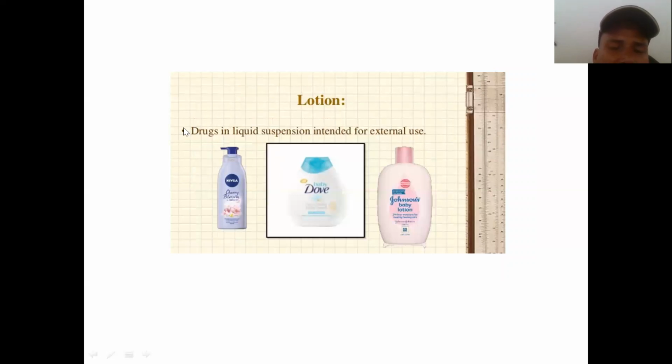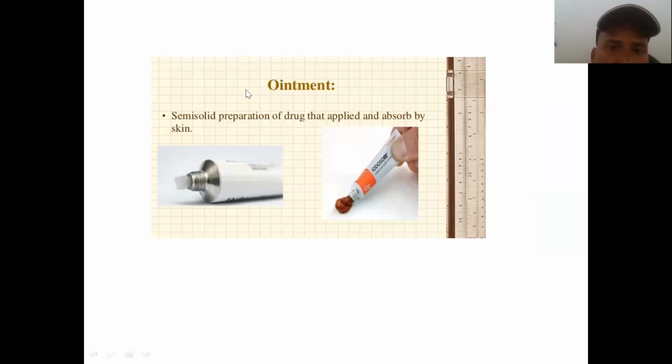Next medication is lotions. A lotion is a drug in liquid suspension intended for external use. It is applied on the outer surface of the skin. Next we'll talk about the other medication, which is ointments. The nature of ointments is a semi-solid preparation of drug, which means it is viscous, that is applied and absorbed by the skin. So it is also used externally.